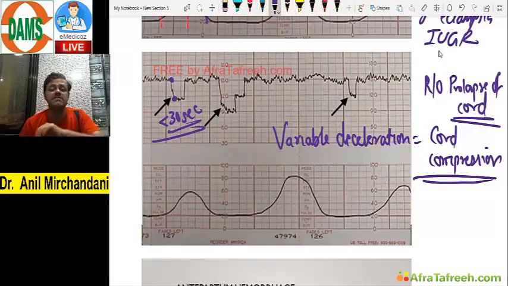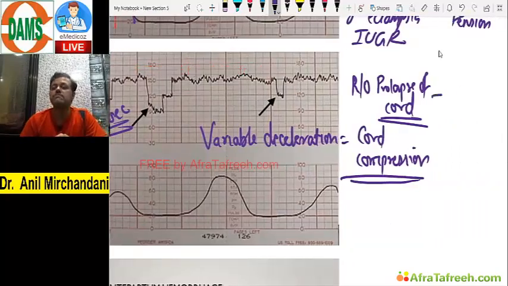This is variable deceleration. What if there is no cord prolapse? It could be due to less amniotic fluid. There is a role of amnio infusion.